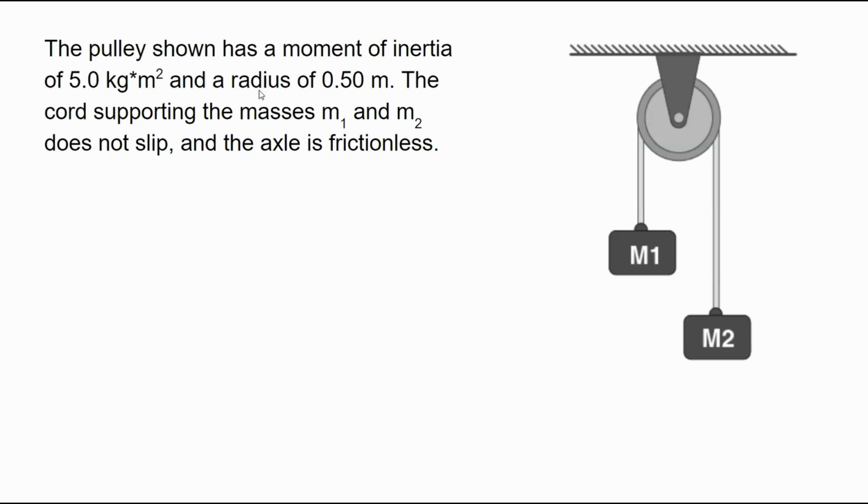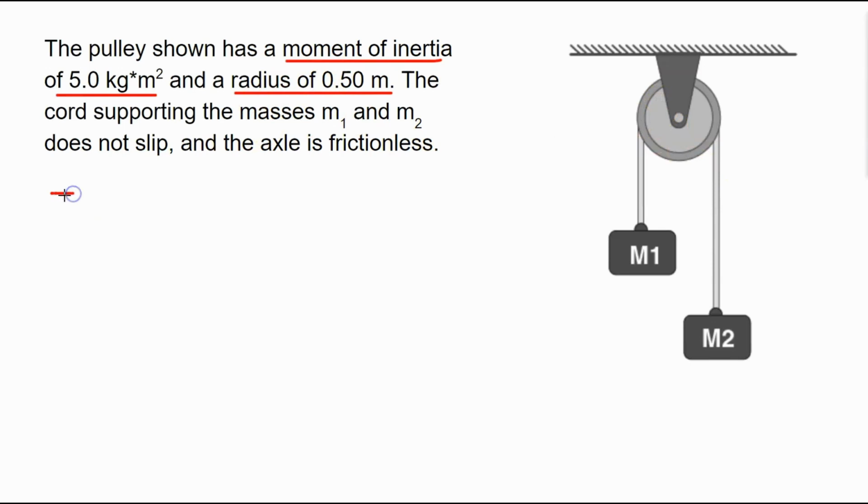So essentially, it's giving us some quantities, but note that it gives us the moment of inertia of the pulley and a radius for the pulley. When they give you these values, it's basically telling you that this system is an Atwood machine, but the pulley actually has mass. And when the pulley has mass, you're going to have to account for the effect that the pulley has on the acceleration and the tension in the system.